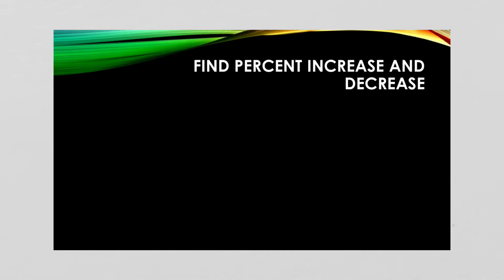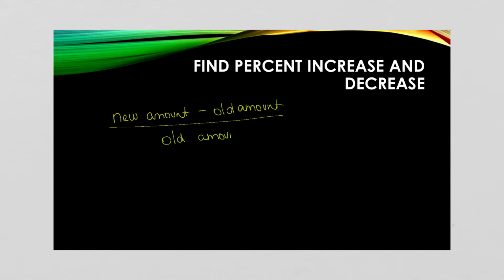All right, so now we're going to look at increase and decrease. To find the percent of increase and decrease, you would do the new amount minus the old amount, and you want to always divide by the old amount. Whatever number you get here, then move the decimal. Uh-oh, I can't write.